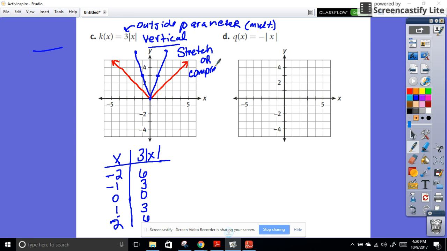Okay, sorry, I got cut off. I said that if it's a multiplication out here, it's going to either be a vertical stretch or compression.